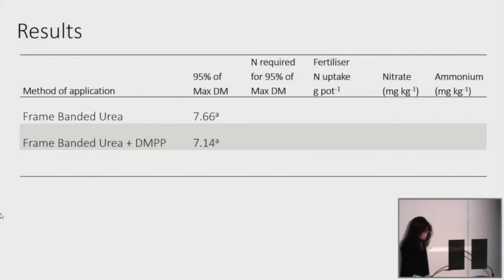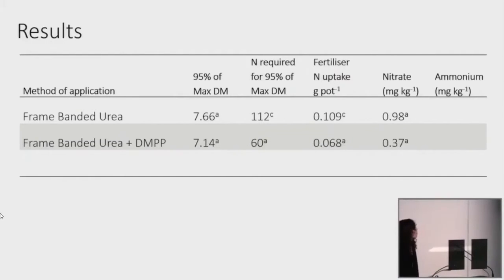To summarize these results, it will be useful to look at them in a slightly different context. The table results here show that there is no significant difference between the maximum shoot dry weight in any of the nitrogen banding treatments. However, what's different is that the nitrogen required to achieve 95% of maximum shoot dry weight was significantly less when urea plus DMPP was banded. And this is explained by the lower amount of fertilizer nitrogen uptake required to achieve that biomass.